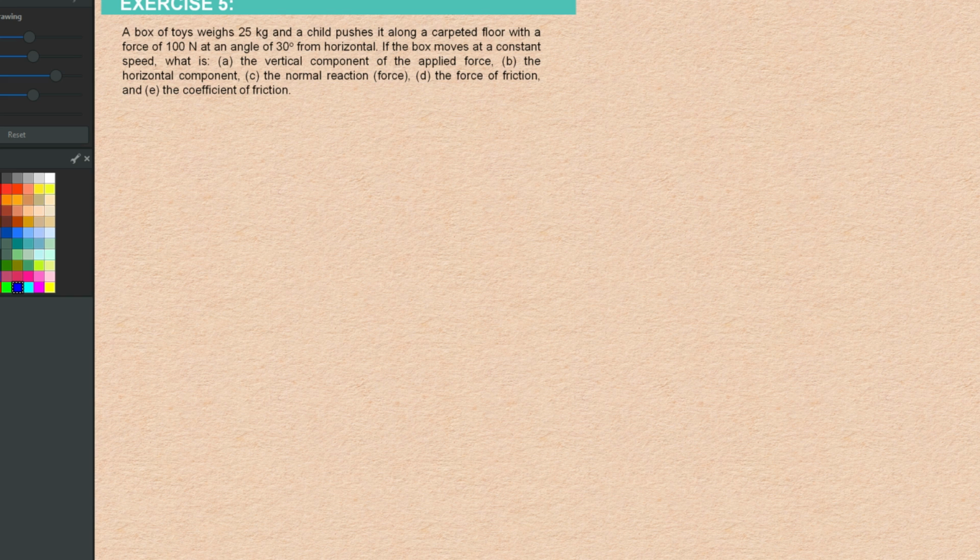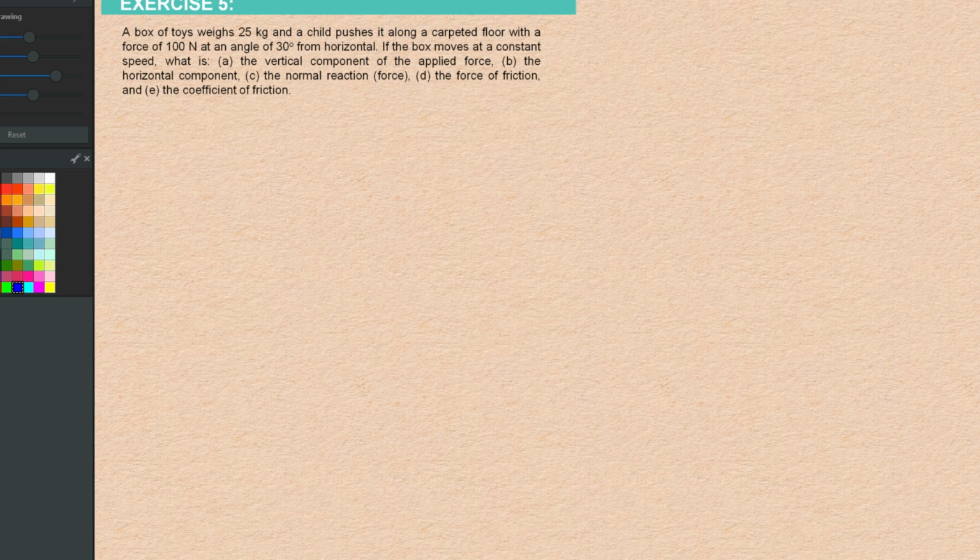Hi everyone, this is exercise 5 from lecture 4, and we've got a box of toys that a child's pushing along, and we want to find out various things about it, such as the vertical component of the applied force, the horizontal, so on and so forth. If we go through and solve all of the forces that we'll see, we'll end up having solved all of these. The final one we're trying to find is the coefficient of friction.